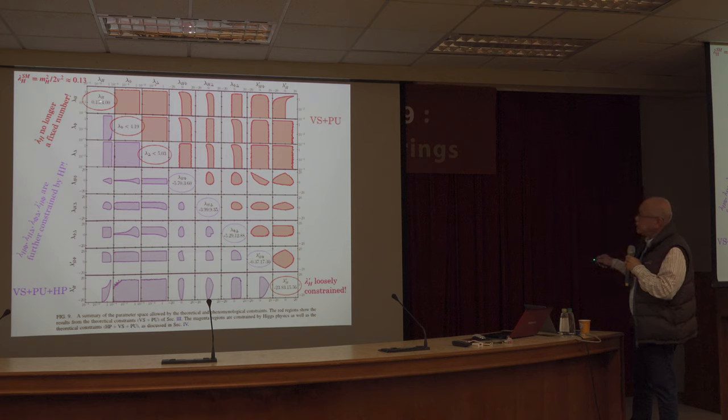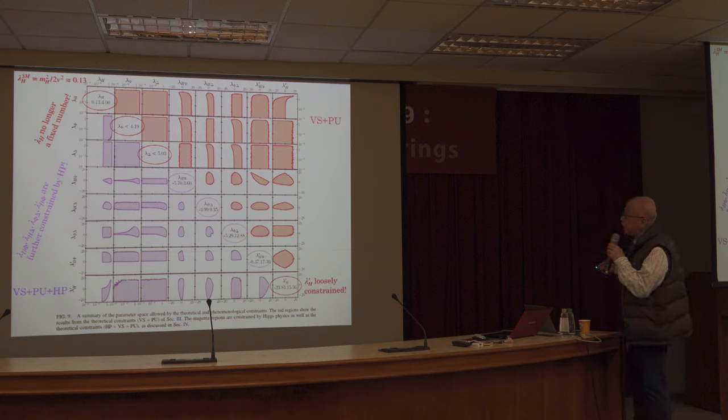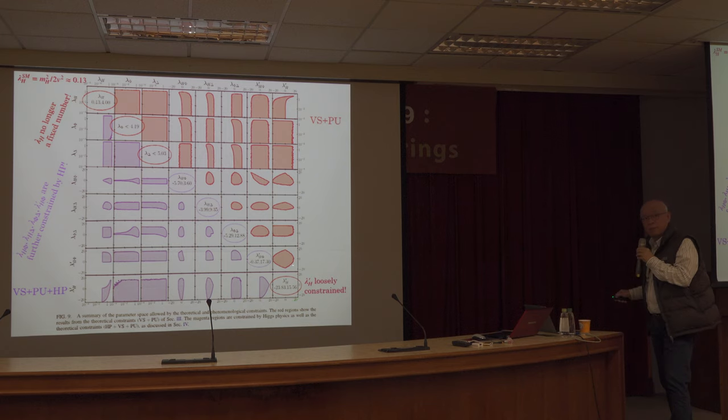But for the others, for example, lambda x, which is kind of standard-like, is no longer a single number here, it actually has a big range of possibilities. They are not constrained much by the data from this analysis. And similarly for this lambda h prime, it is the most loosely constrained, there is a big range allowed for lambda h prime.